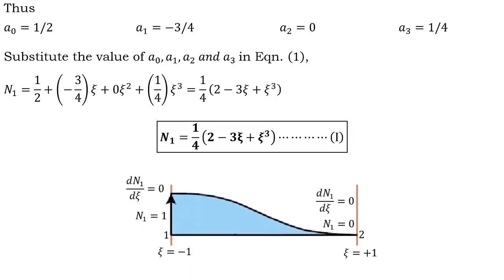Now let us see how this shape function is varying. Here at node number 1 I have a value for N1 as 1. Therefore this is a value of 1. At that location I don't have any slope, therefore slope is 0.